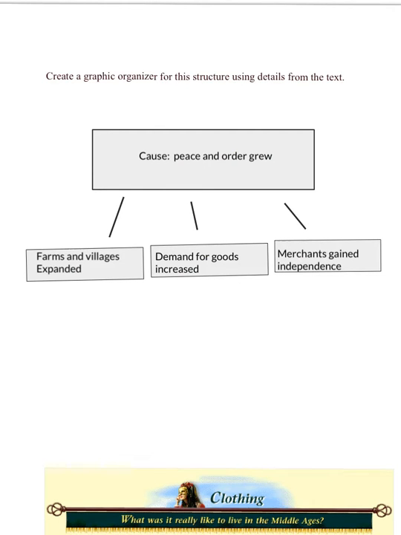So here's a real simple graphic organizer for the structure related to town life. So the big cause for all the changes in the feudal system or medieval times was the fact that after the year 1000, peace and order grew. So that's the thing that caused everything else to change afterward. So here are some results or effects. One, farms and villages expanded. And because farms and villages expanded, there was a demand for goods increased, so trade increased. And as trade increased, then the merchants that were selling things wanted to be more independent. So merchants gained their independence and really drove the growth of towns.